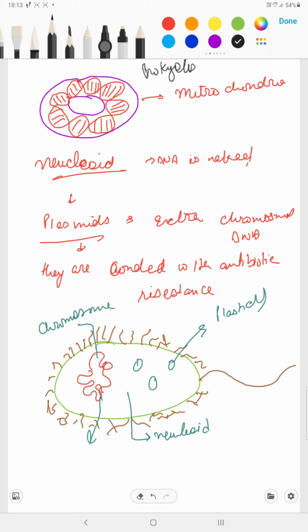Now, the next term that we are going to talk about in the prokaryotes is the plasmids. The plasmid is basically extra chromosomal DNA. The word extra indicates that it is an extra product. It is a product of a chromosomal DNA, but it is extra. It is not of so much use. Its only use is that it is coded with the genes that provide antibiotic resistance. So this helps the bacteria to resist the antibiotics and to live long against them.